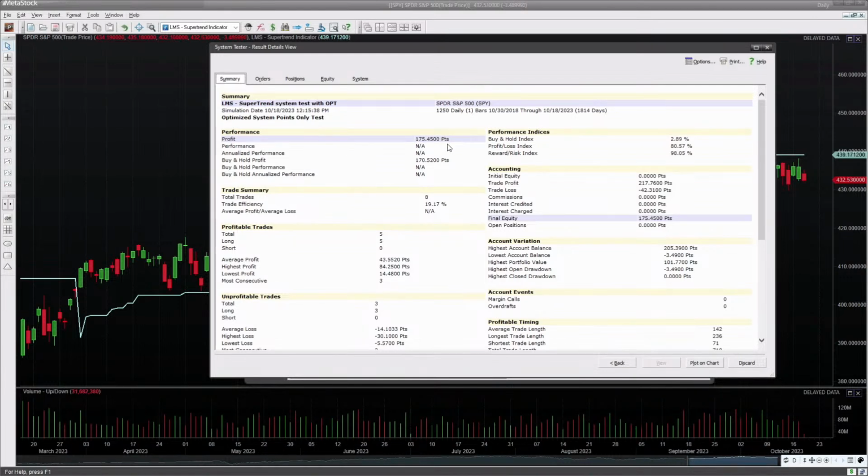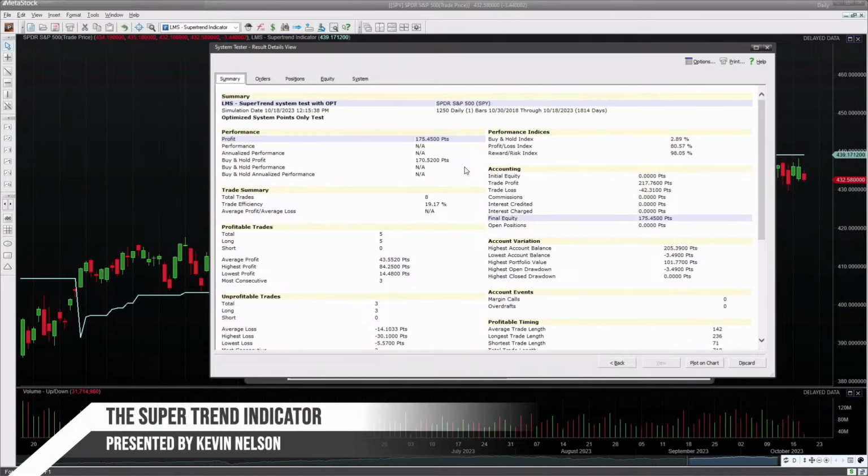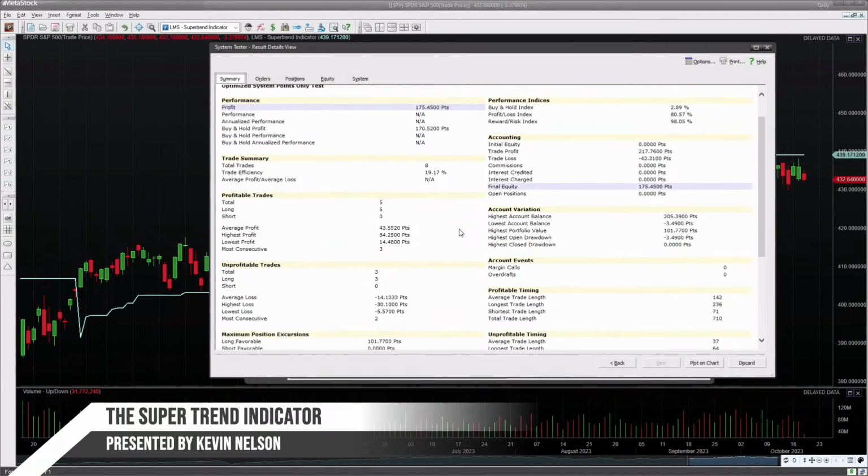The profit was 175 and the buy and hold was 170. So the question is, well, is that good? Is that bad? I mean, gosh, I could have just bought and held on to this, right? Well, there's a couple things to really think about whenever you decide to trade a particular trading strategy. And number one, of course, is how many times you've got a winning trade versus a losing trade, how big your winning trade is, how much your losing trade is, and so forth. And there's a couple other things that you might want to take a look at here as well.